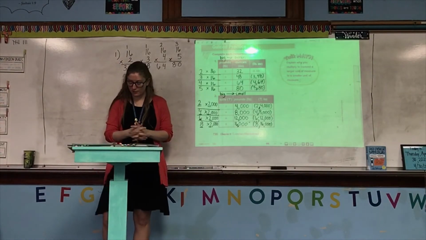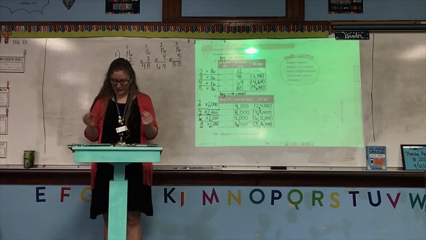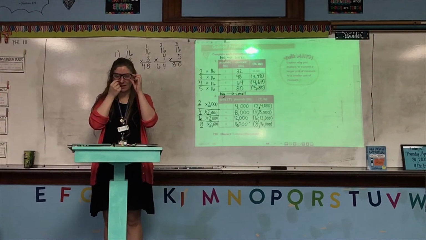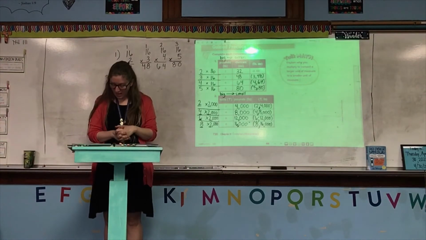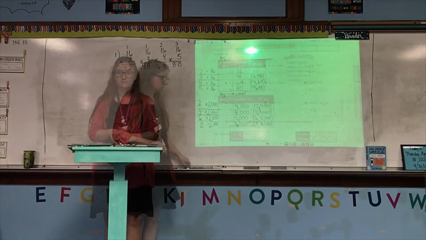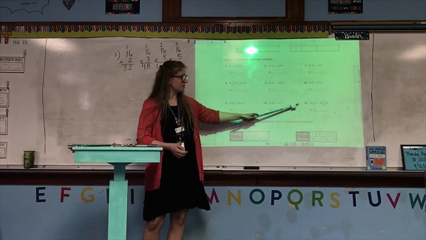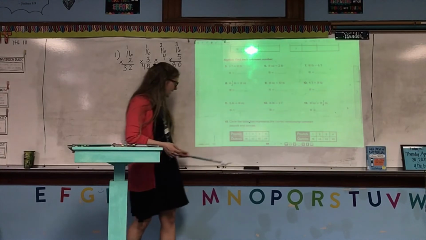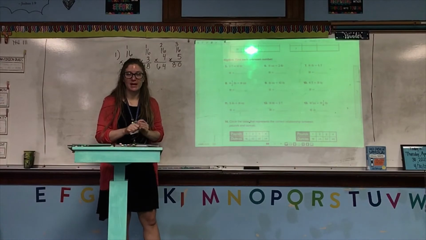Okay, so that's it for the guided practice. However, we are going to do one independent practice problem together. So go ahead and turn the page and look at number 13. Okay, so everybody should be looking at number 13. It says blank ounces equals 11 1/4 of a pound.